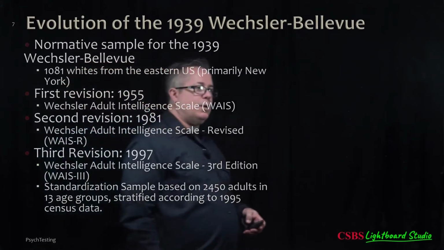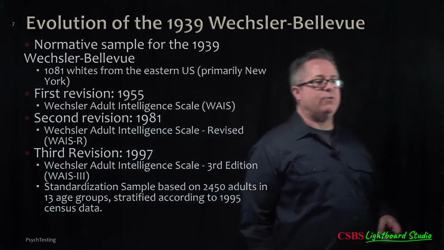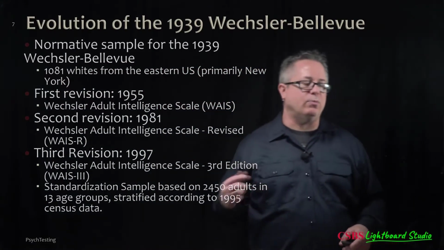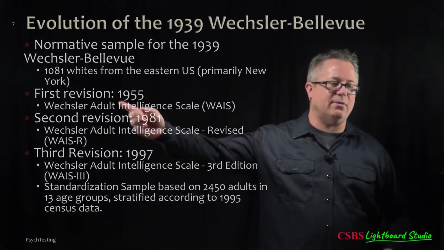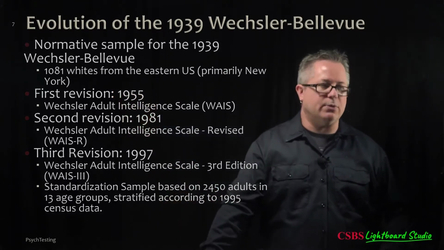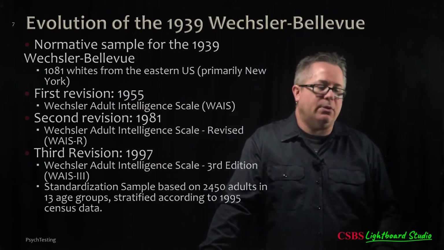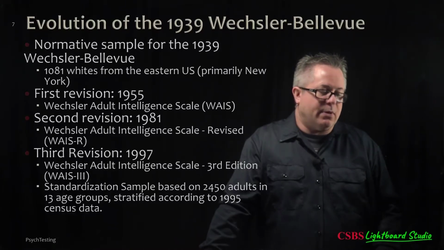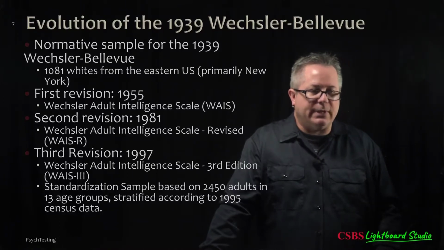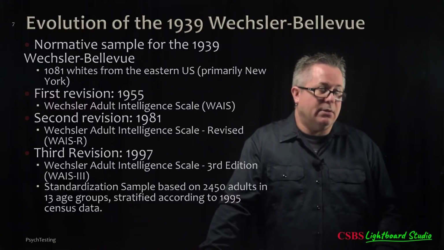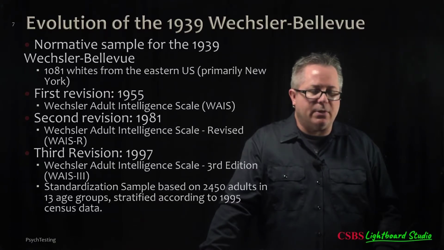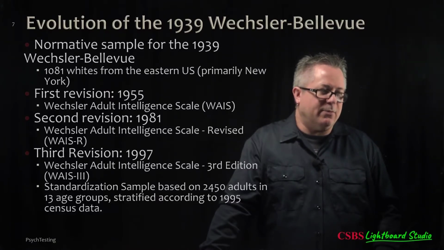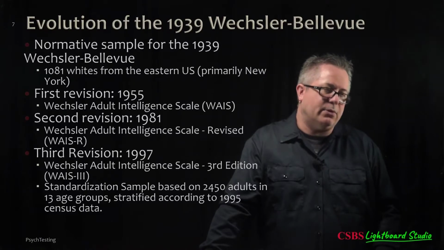Okay. The normative sample for 1939 Wechsler-Bellevue, it's probably not super surprising. A lot of this stuff is over 1,000 white respondents from Eastern U.S., primarily New York. Again, it's an over-reliance upon convenience samples from the area more than likely. Potentially, I guess, it was more nefarious than that, but I'm going to try to be optimistic and believe it was just for convenience, which is still not good.